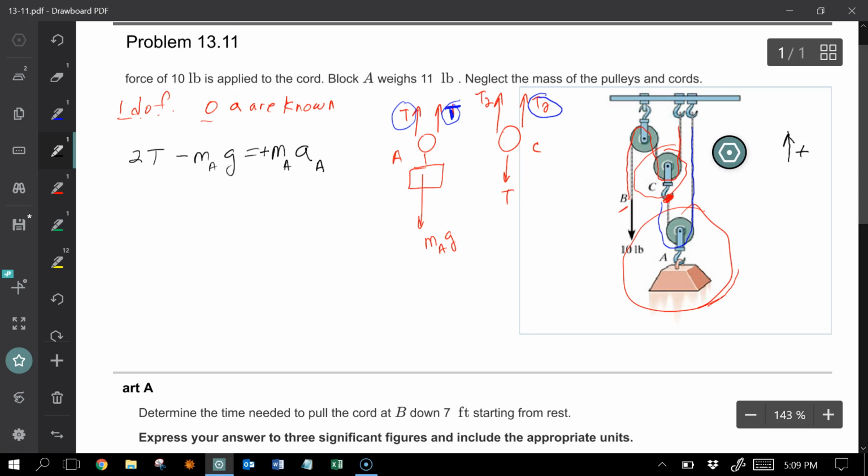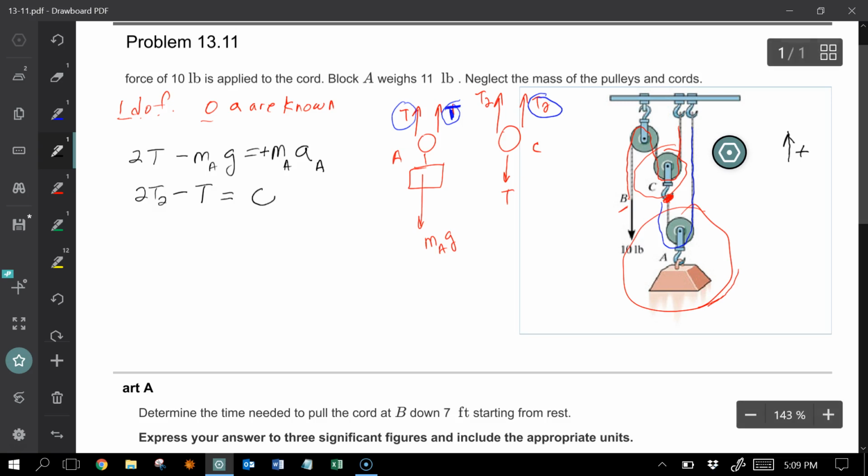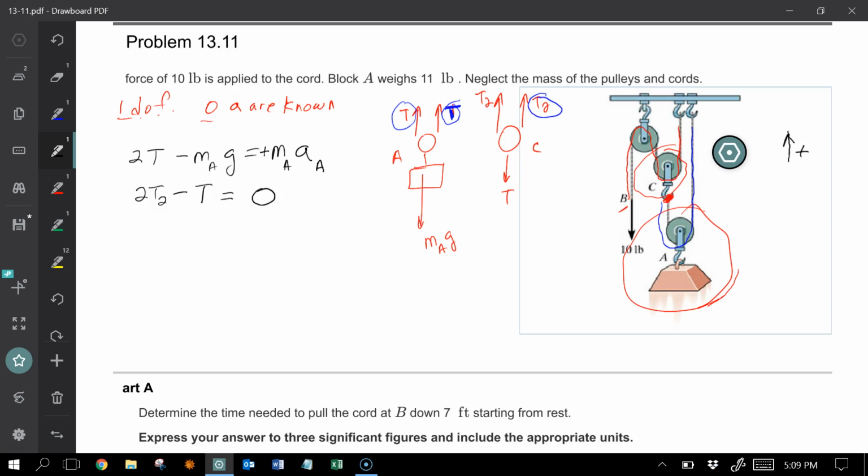For the next free body diagram, you have 2T2 minus 1T. That equals the mass that's in the free body. Well, they said to ignore the masses of the pulleys. Nothing is completely massless, but what they mean is the mass is so small that a small number times acceleration is 0. So basically this is 0. It doesn't mean that C is not accelerating. It simply means that there's no mass.